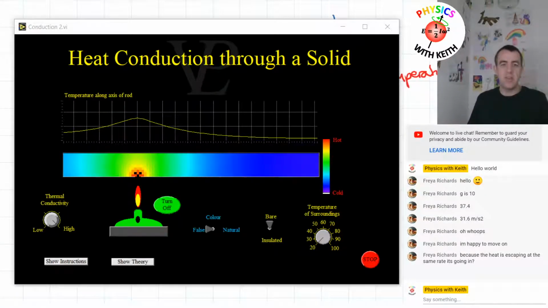What a good answer. So my question is, what will happen if I insulate this bar? What do you think is going to happen then?